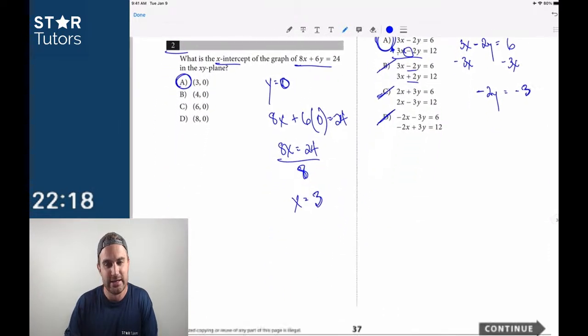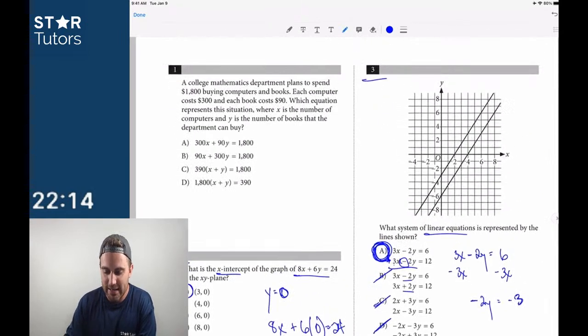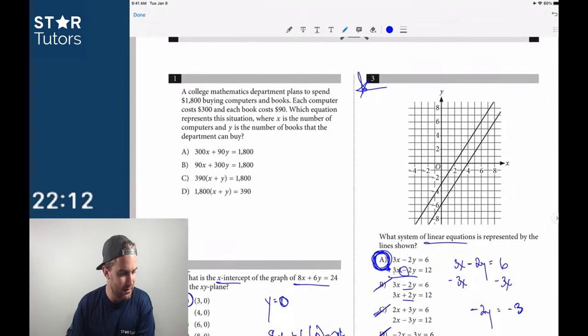Does everybody see that? So hopefully I didn't make a simple mistake there, and I'll come back to this one if I have time at the end. But I think that one should be right.